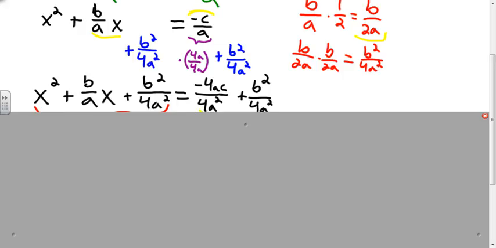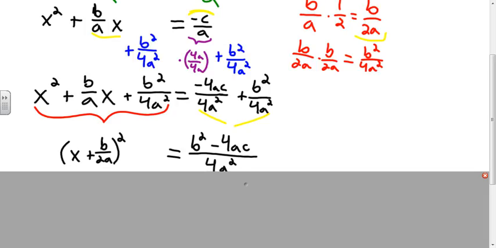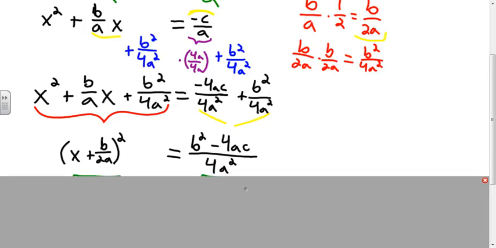From here then, we combine our terms on the right side, because they have the same denominator, and the terms on the left side become a perfect squared binomial. So it becomes x plus b over 2a, quantity squared, equals b squared minus 4ac over 4a squared. Notice how b squared minus 4ac, that's our discriminant.